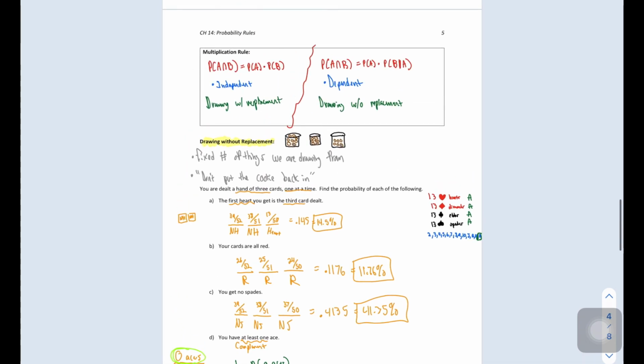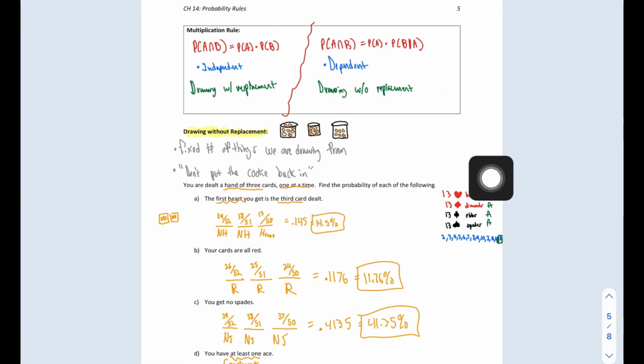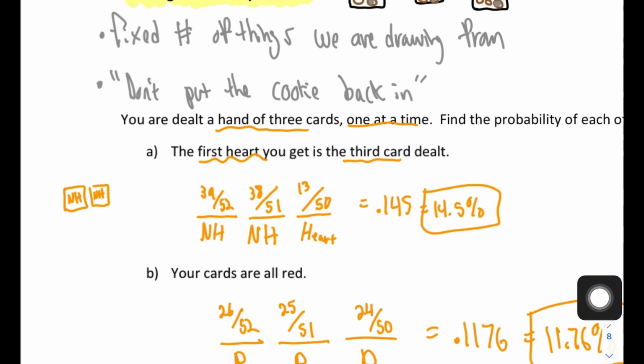Okay, guys, so that is the drawing without replacement. All right, we can see that that is a dependent relationship. The probability of the second one depends on what happened the first one. The probability of the third one depends on what happened the previous ones.